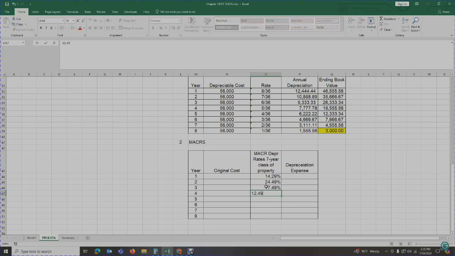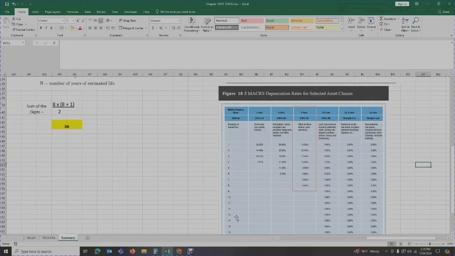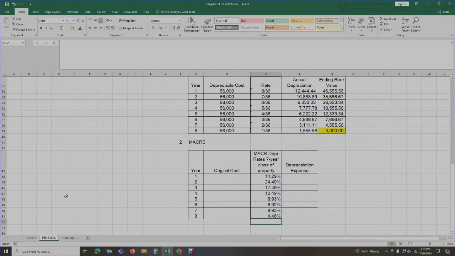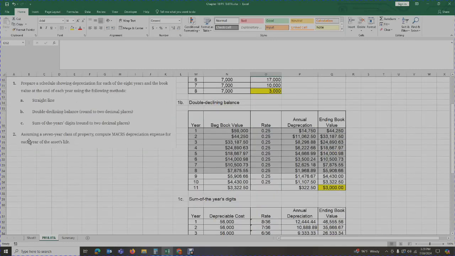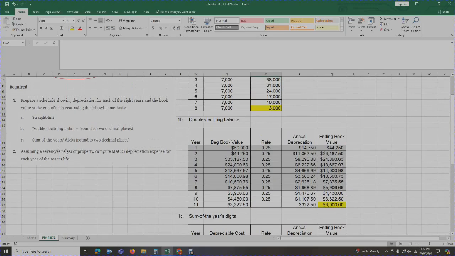So let's do the copy and pasting of the data. 893, 892, and 893, and 446. So these rates, once again, where did I get them from? I got them from the table, from figure 18.3. Copy and paste, and they told us to use the 7-year. That is why we're focusing on this. We are provided with the information in the problem to use the 7-year class of property.